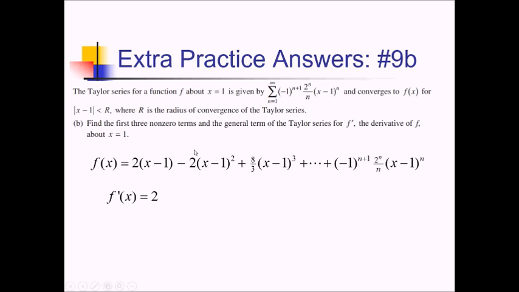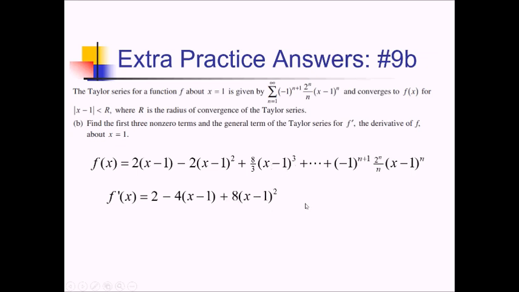So we have just 2 for the first term of f prime. For the next term, this is going to be negative 4 times x minus 1 to the first, so we don't have to write the first power, but it's there. And then using the chain rule, there's just a factor of 1, so we don't have to write anything else because of the x minus 1. Over here now, using our power rule, 3 times 8/3 is just going to be 8. So we have 8 parentheses x minus 1 to the second power.